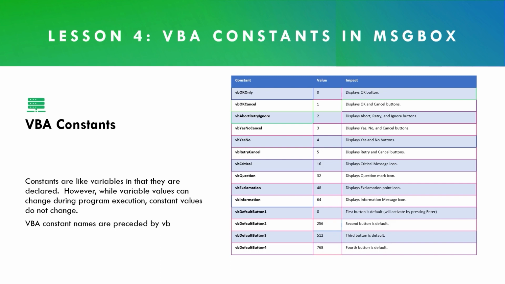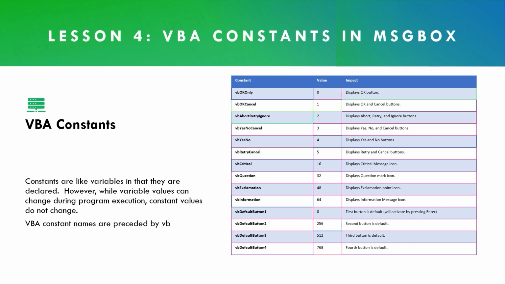When we went over the With...End With structure, we saw, I think it was for horizontal alignment, it said xlCenter. So that is an XL constant. VBA constants are preceded by VB, and those are the constants that are used in message boxes. So vbOKOnly, with a corresponding value of 0, will just display the OK button. If you don't use the buttons argument, which is optional, it defaults to just an OK button.